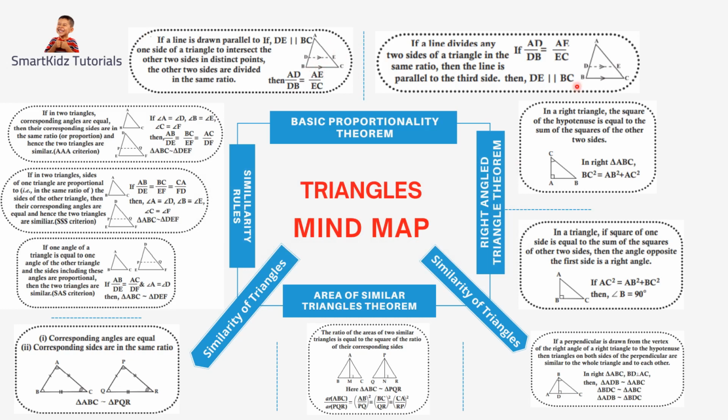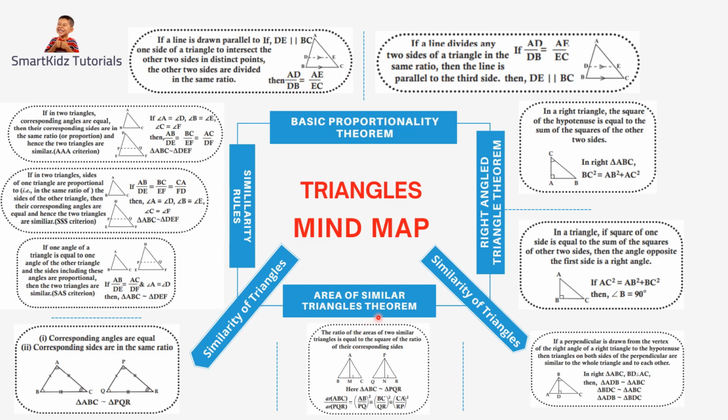But it can also come in terms of your MCQs, learning about proportionality of sides. So we can also say that AD upon AB is equal to AE upon AC, or DB upon AB is equal to EC upon AC. So these are just different variations of the basic proportionality theorem.